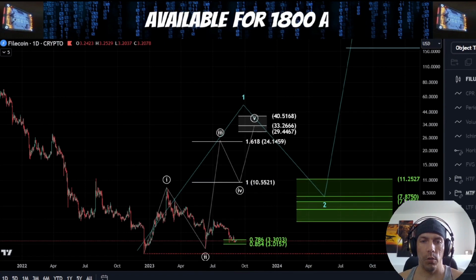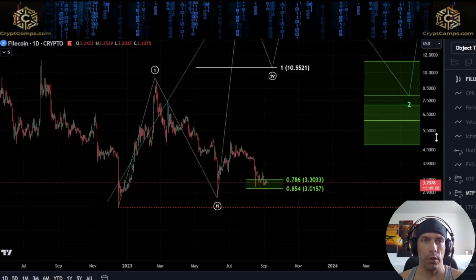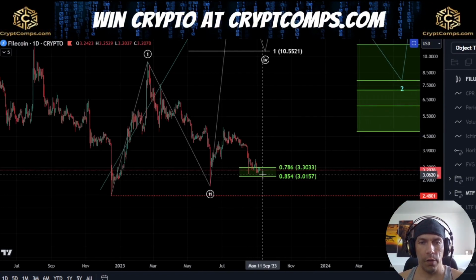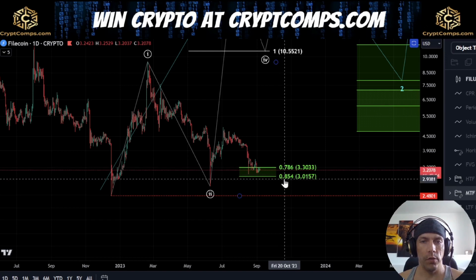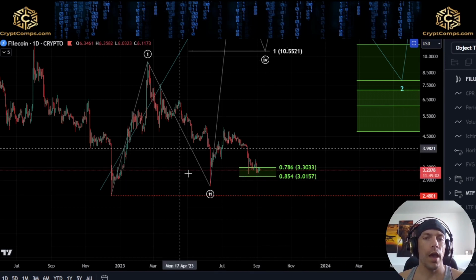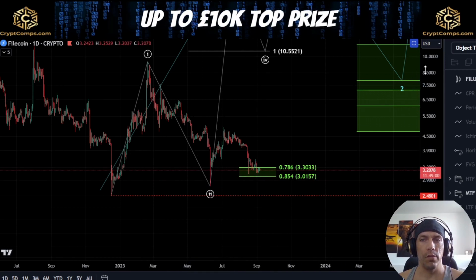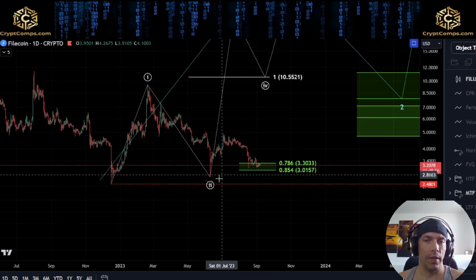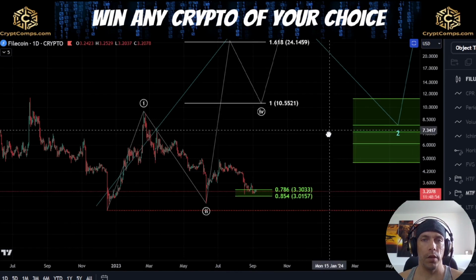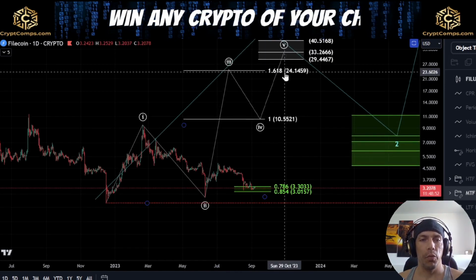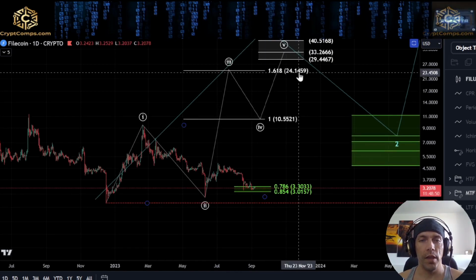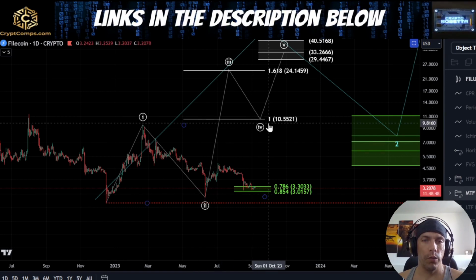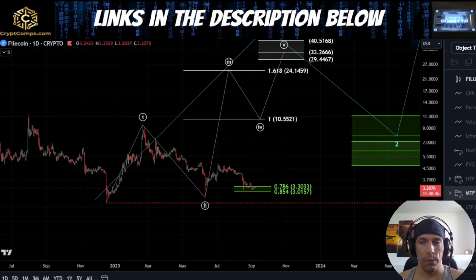Now, we have come down quite deep here already, and if we zoom in a little bit closer, we can see that we have come down towards this 786 to this 854 area, and this is quite a deep retracement if it's going to be a 1 and a 2, so we need to just respect that. But we have had a bounce off this point. Now, we'd only get confirmation by pushing up towards this 2414 level, and then we'd be looking for confirmation of the 4th and the 5th from that point.